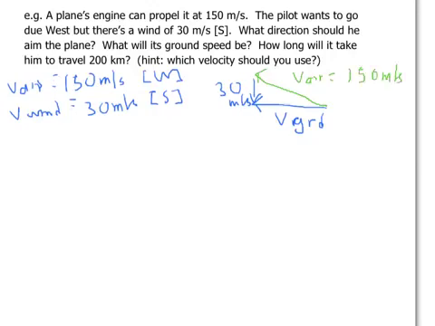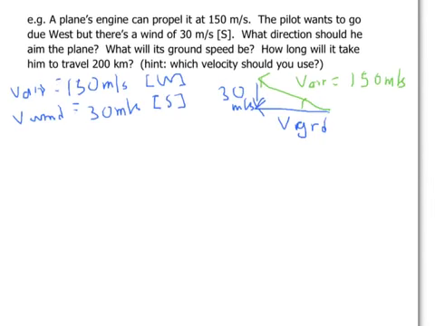The first part of the question, where should he aim the plane? We're looking for that angle. We have here an opposite length of the triangle and a hypotenuse length of the triangle. Therefore, we know the function we're going to use is inverse sine. So the inverse sine of 30 over 150, our angle here is 11.5 degrees. So the pilot should aim 11.5 degrees north of west.